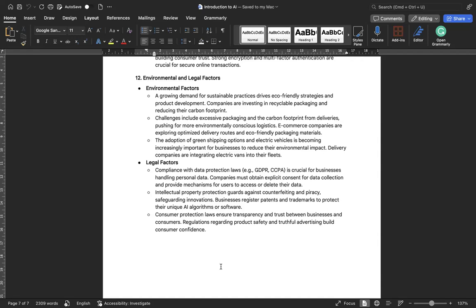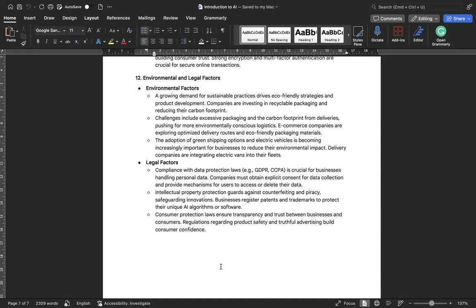And for intellectual property, protection guards against counterfeiting and privacy violations. For counterfeiting, in the initial stage we consider it as true, but in the end, after the proof, we can have it as false. Intellectual property protection guards against counterfeiting and privacy, and also safeguards innovations. Businesses register patents and trademarks to protect their unique AI algorithms or software.